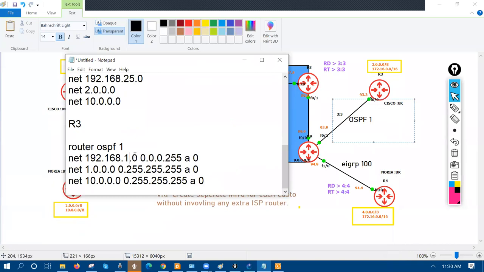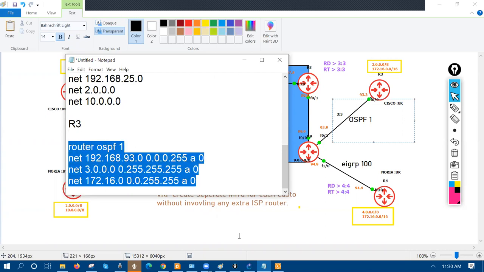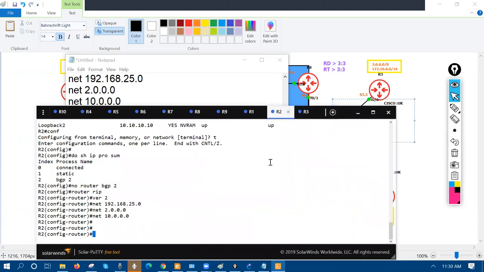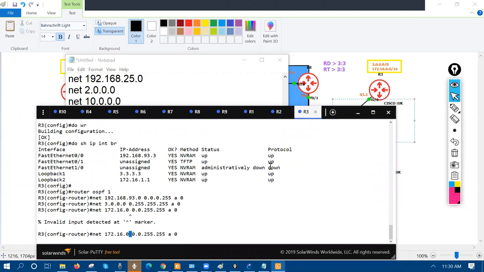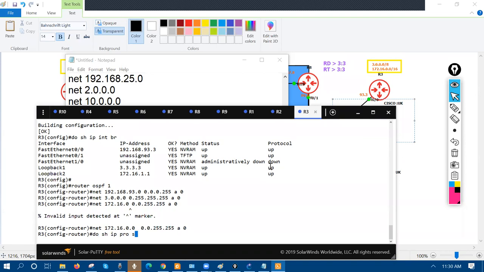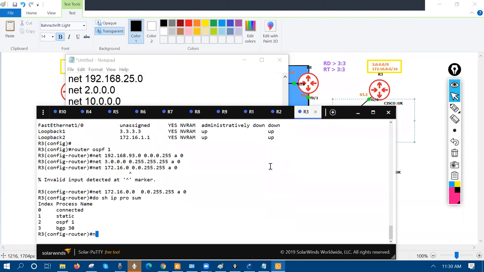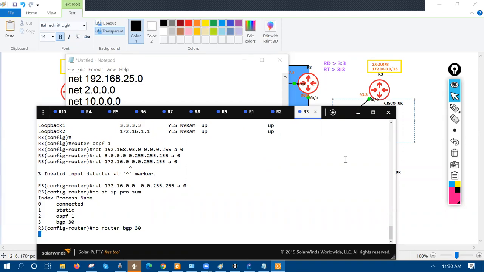90.0. This guy will be 3.0.0.0. And this guy will be 180.16.0.0/24, right? Any questions? R3, done. Guys, always check the pre-configuration in the examination, always. Now we have R4.